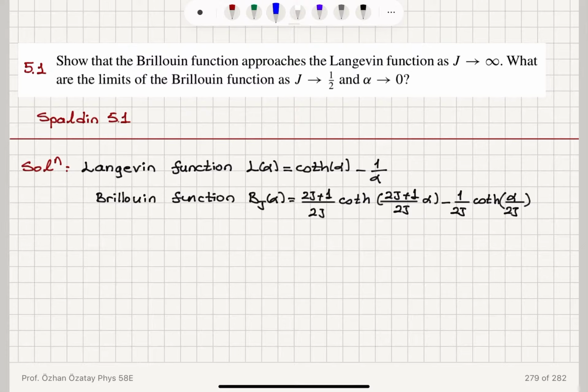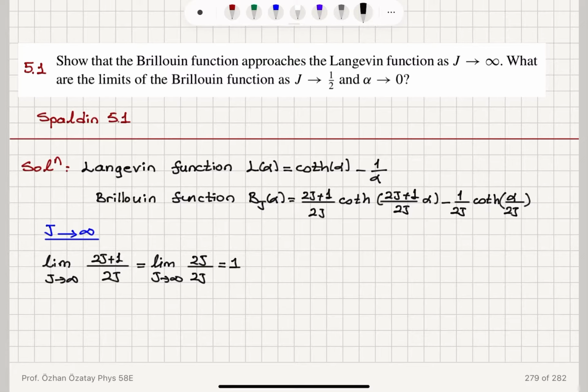So first we're going to look at the limit as j, the total angular momentum quantum number, goes to infinity. So this is basically the classical limit. So we have an infinite quantum number. If you analyze what happens to the ratio 2j plus 1 over 2j as j goes to infinity, 2j will become much greater than 1, so it turns into the limit as j goes to infinity of 2j divided by 2j. The top and bottom are approaching infinity at the same rate, so this limit is 1.